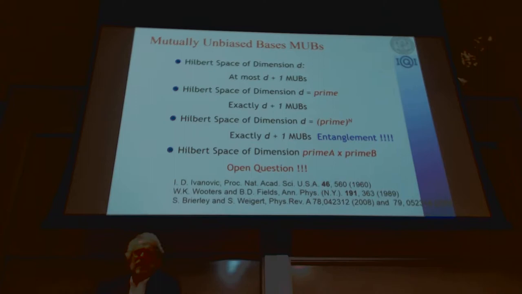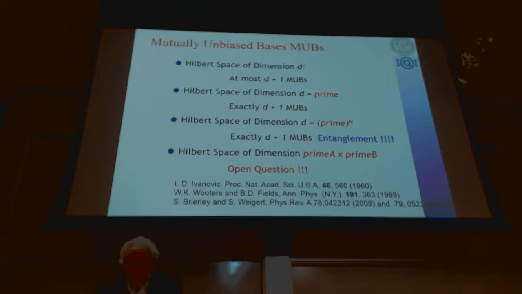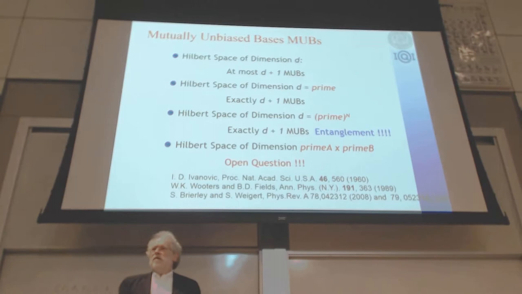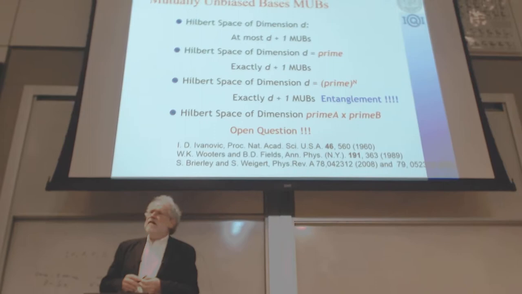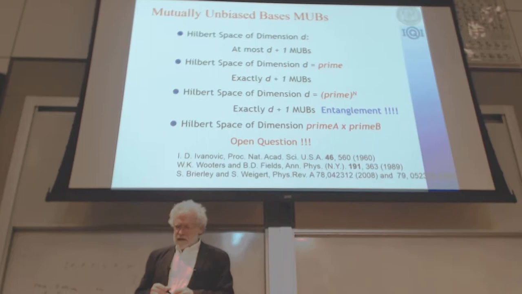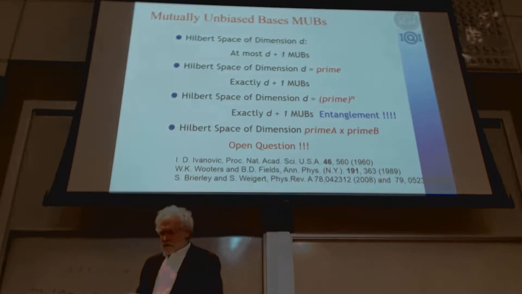Now, one interesting question which I, as a simple-minded experimentalist, have been worrying about for some time, and where some people tell me that this is a very deep issue, I just throw out here again. Maybe somebody wants to work on this. It's the question of how many mutually unbiased bases, MUBs, exist in a Hilbert space of dimension d, little d. Now let me first define what mutually unbiased bases are.